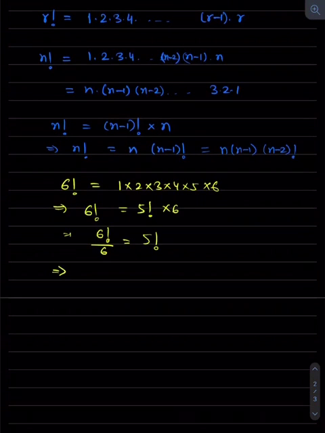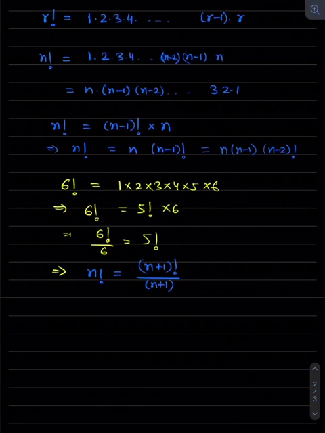Can we say that if this number is n, then what is this? This is n plus 1. This is also n plus 1. If this is n, right? So we can write for this, n factorial can be equal to n plus 1 factorial upon n plus 1.